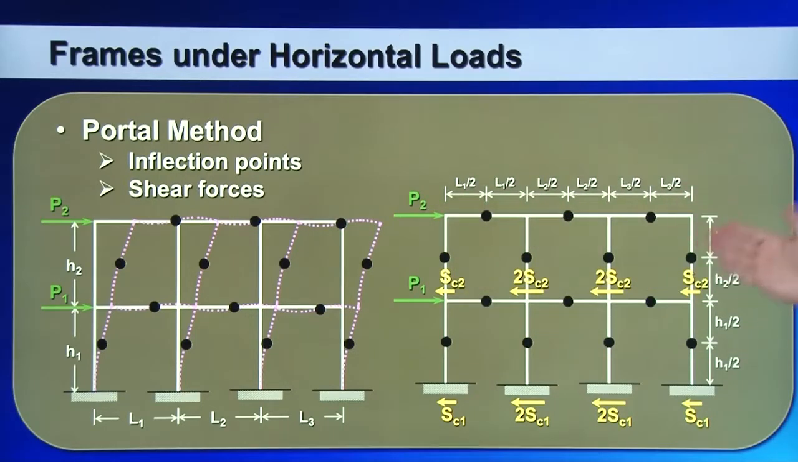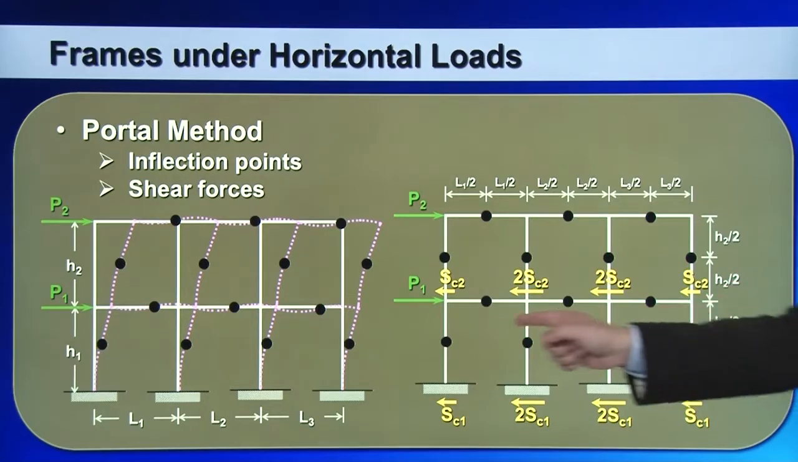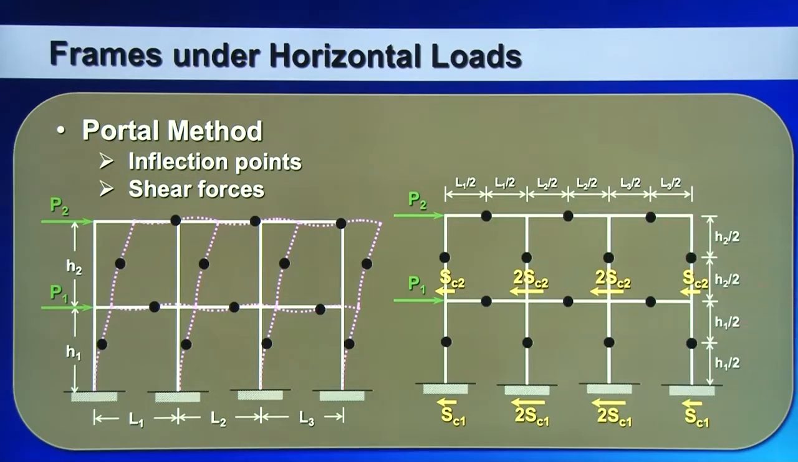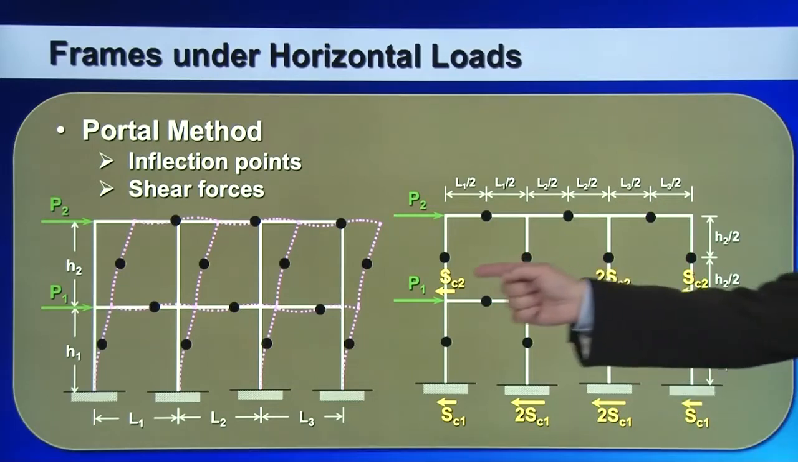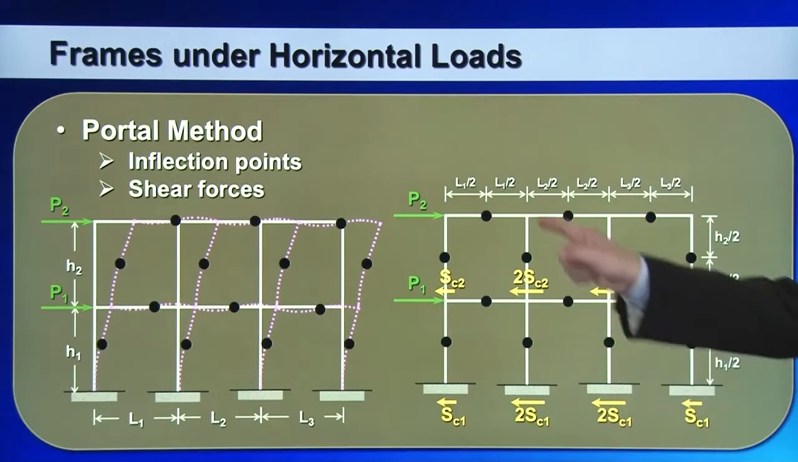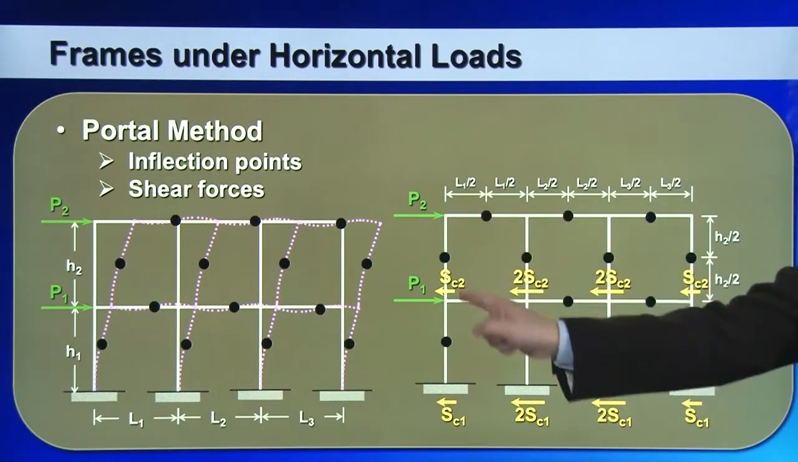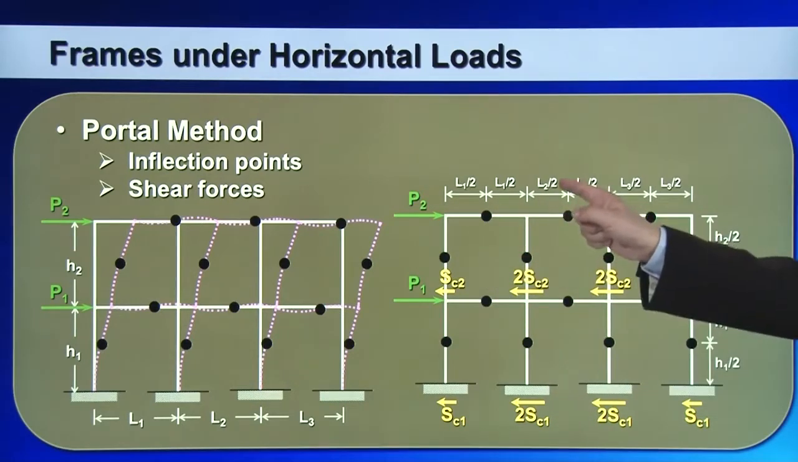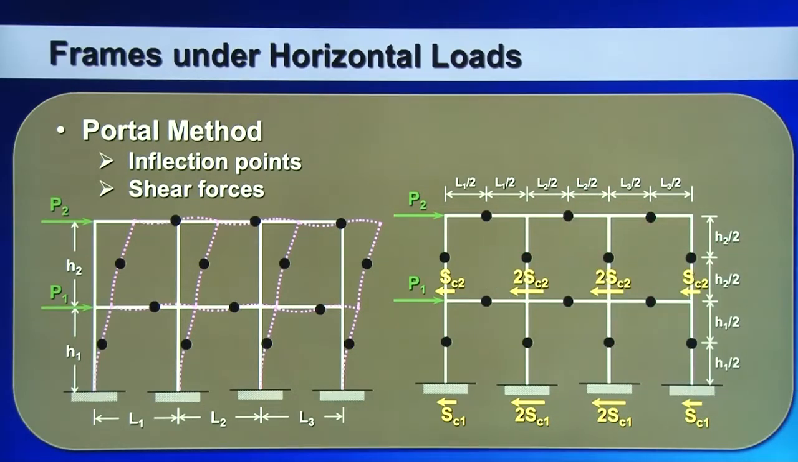Summarizing, this method adopts inflection point assumptions. So you put inflection points at every midpoint of the components, including columns and beams. And then it assumes that shear force follows a certain distribution. That is, the outer column shear force is 1 time, and the inner column shear force is 2 times.